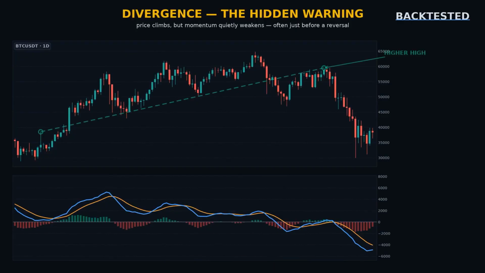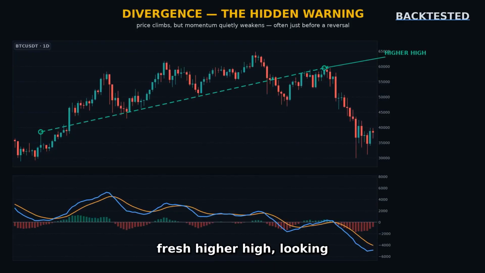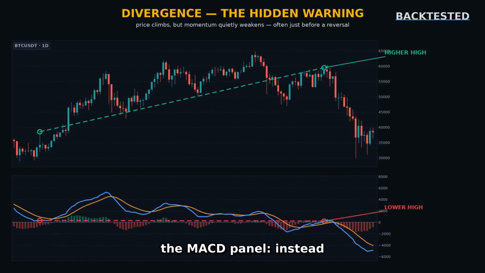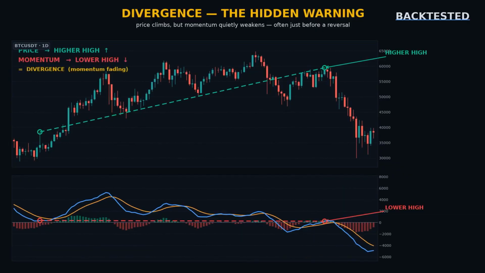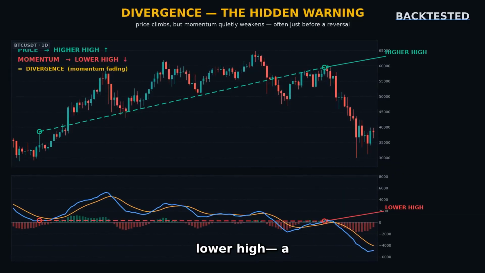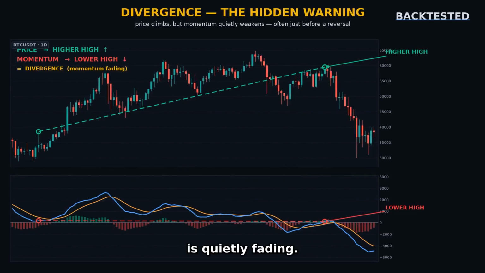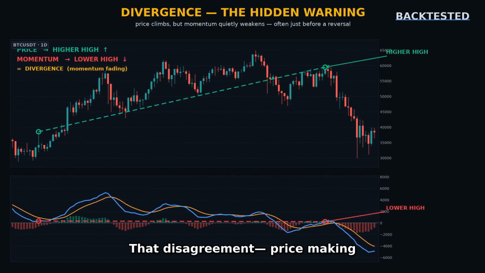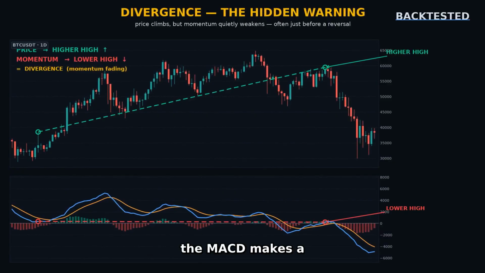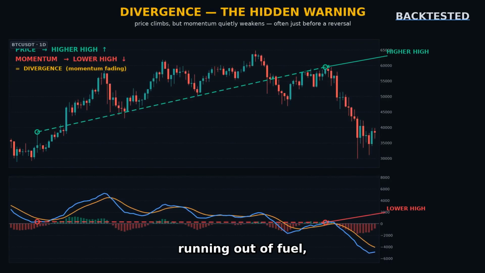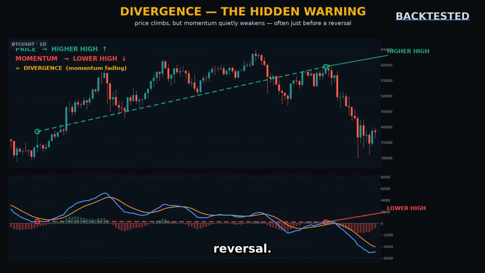Picture an uptrend. Price pushes to a fresh higher high, looking strong on the surface, but look down at the MACD panel. Instead of matching that strength, the MACD prints a lower high, a weaker peak than its previous one. Price is climbing, yet the momentum underneath it is quietly fading. That disagreement, price making a higher high while the MACD makes a lower high, is bearish divergence. It's a warning that the move may be running out of fuel, sometimes right before a reversal.